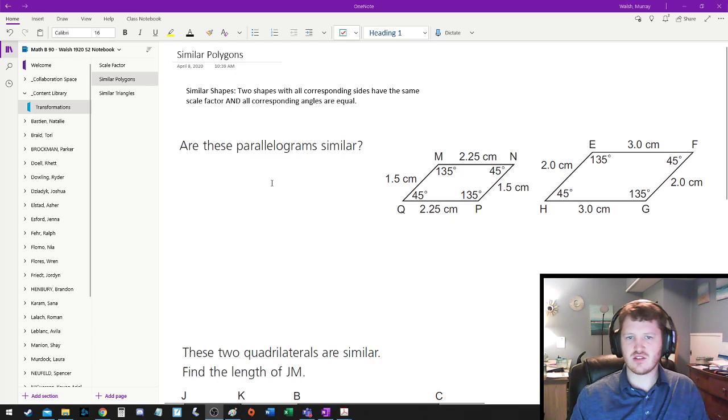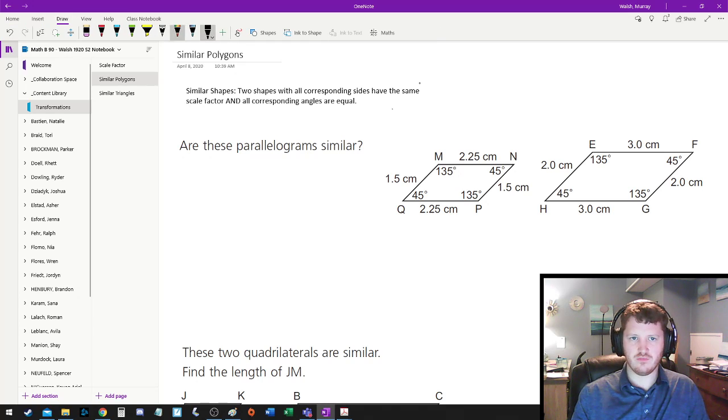This is the lesson on similar polygons and similar shapes, what it means to be similar and how we can use similar shapes to solve for some missing dimensions. What it means for shapes to be similar is that two shapes have all corresponding sides with the same scale factor and all corresponding angles equal.